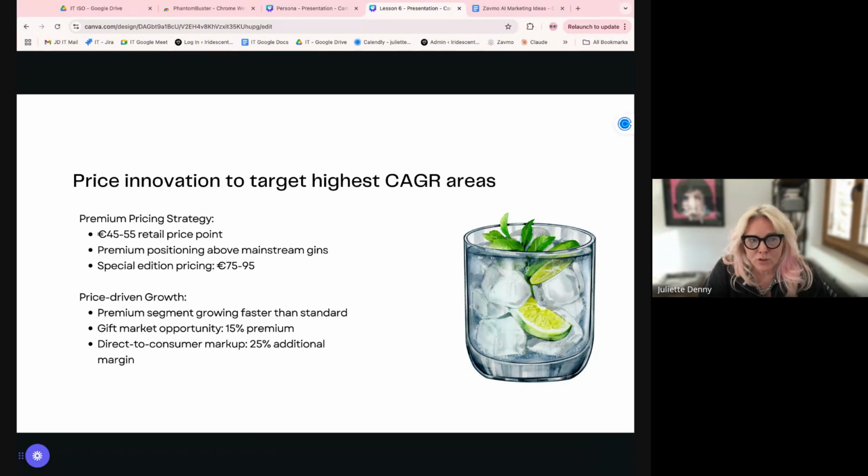And this price driven growth, the special edition pricing, the more expensive pricing, is even more highly priced. So the premium segment is growing faster than standard. It's growing at 15%. Okay, so yes, you have to sell less, you have to produce less, but you have to sell it at a higher price. So all of that comes with a set of marketing standards around it that needs to be perfect and bang on.